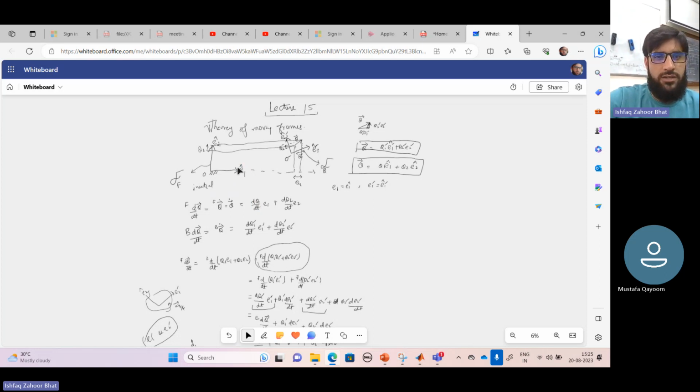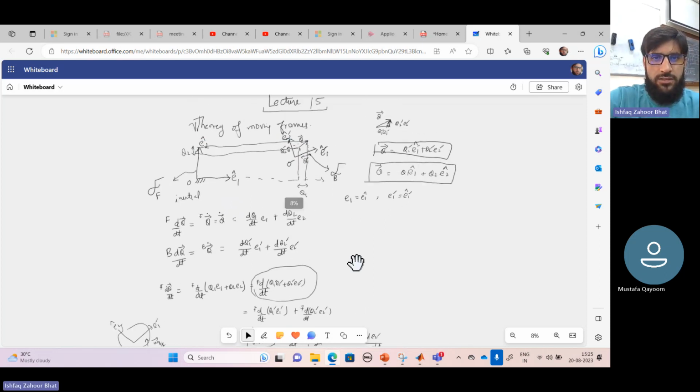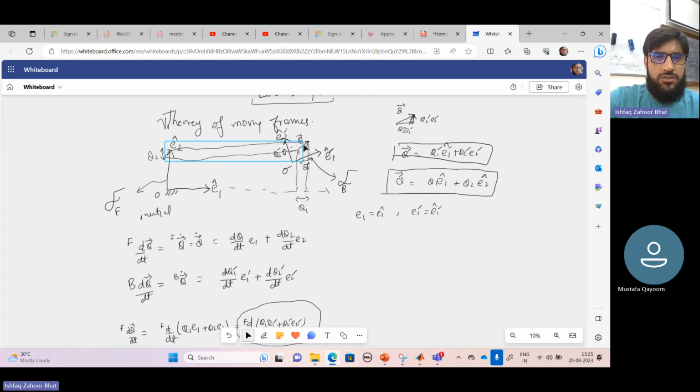E1 hat, E2 hat, and there was another frame of reference E1 dash hat, E2 dash hat and E3 dash hat. Then we took a vector in space, which was this Q vector. This Q vector has nothing to do with the frames, but we discussed that we can define this Q in different frames. We can describe it in this moving frame, and we can describe it in the fixed frame.